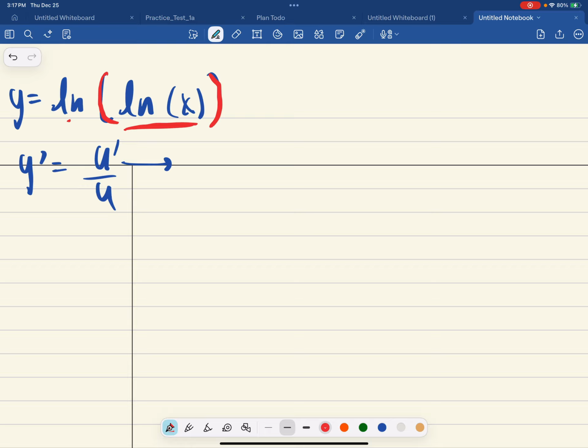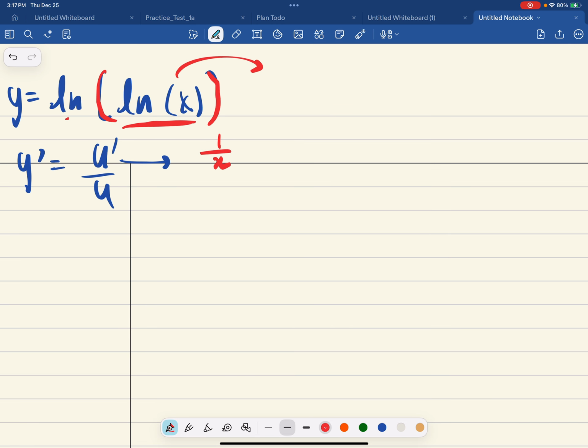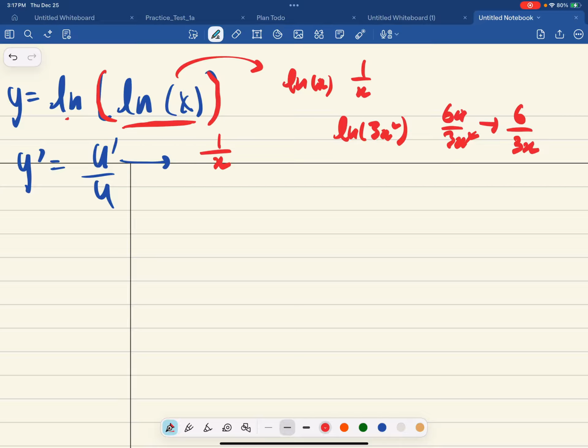The u prime will just be the prime of ln of x. And the prime of ln of x, we apply once again. It's like a second time applying the ln rule, but it's 1 over x. Inside, ln of x has its own u prime over u. But don't mess up your head too much. Ln of x just turns into 1 over x, right? Ln of, let's say, 3x to the 2 will turn into 6x over 3x to the 2, or it can be simplified to 6 over 3x by canceling out the x's. But the idea is the same.